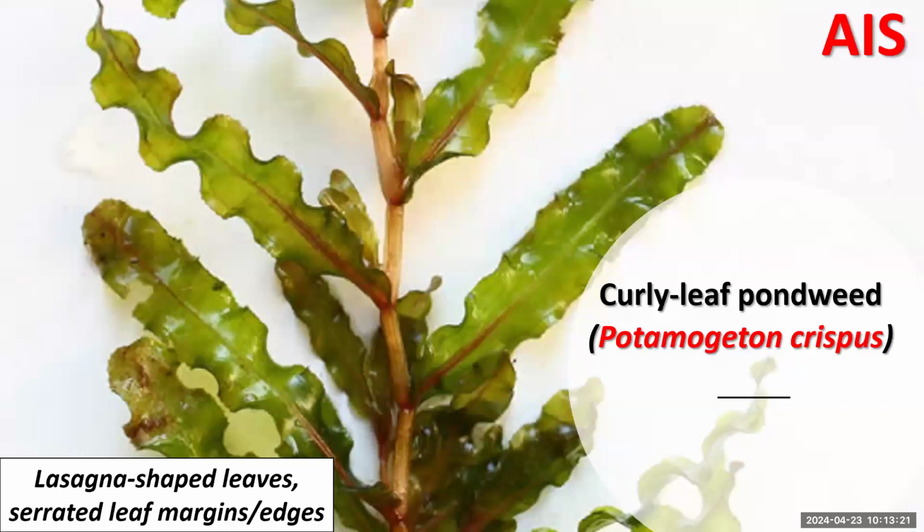Okay, our second AIS I want to talk about, curly leaf pondweed. We know it's a Potamogeton because you can see the alternate branching. But the way to really know you've got curly leaf, when it's mature, is that it has lasagna-shaped leaves. But when it's young, it doesn't get this lasagna-like pattern. So what you've got to do is look at the leaf margins. Potamogeton crispus has serrated leaf margins. It's the only Potamogeton that has that. So that's the indicator you look for to see if you have curly leaf.